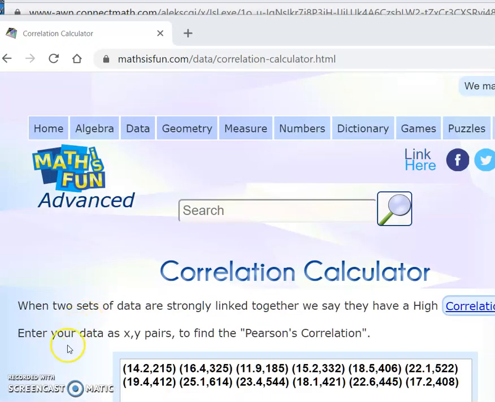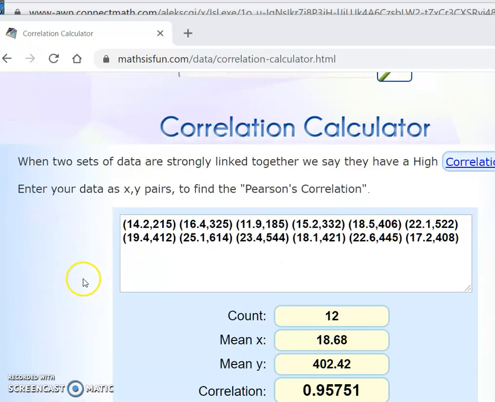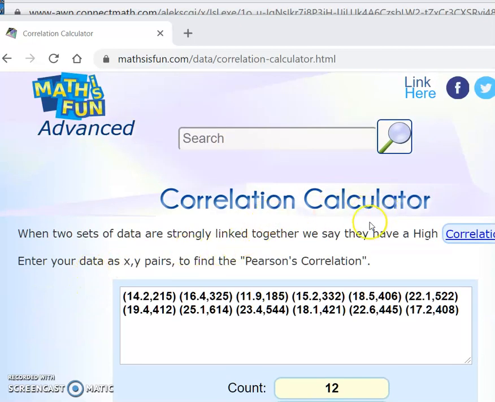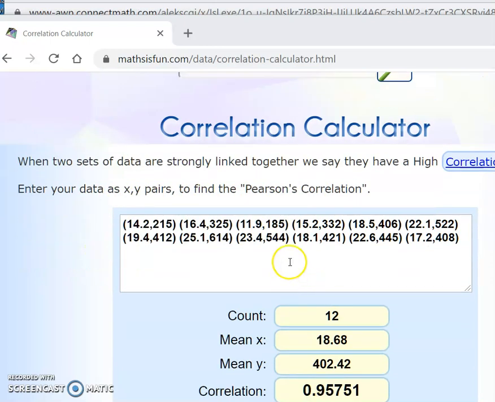Okay, so what I did was I Googled correlation calculator. I got many, many, many hits. I recognized this website, this Math is Fun website, so I went to this one. Well, here it is right here. Here's one. Okay, correlation calculator. When two sets of data are strongly linked together, we say they have a high correlation. And they say enter your data as XY pairs to find the Pearson's correlation. That's what we're talking about right now.